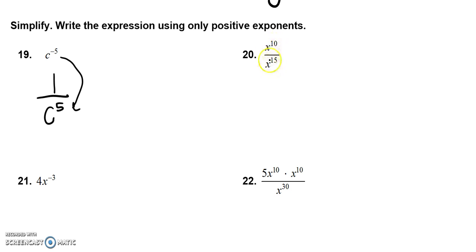Number 20, division with the same base. When we have division with the same base, we subtract. 10 minus 15 is negative 5. Once again, we have a negative exponent. Send it to the basement, 1 up top.